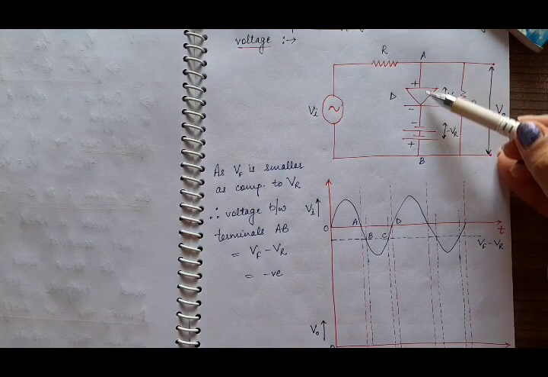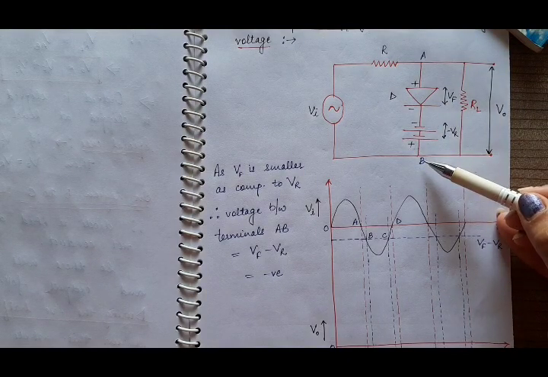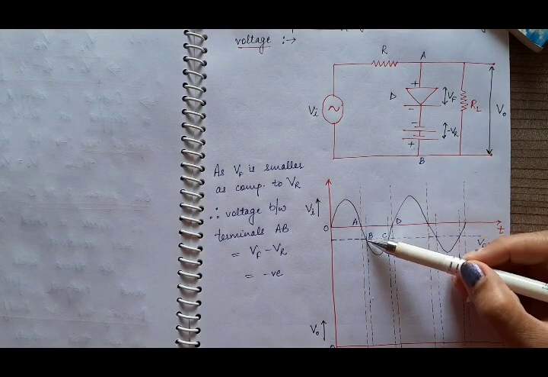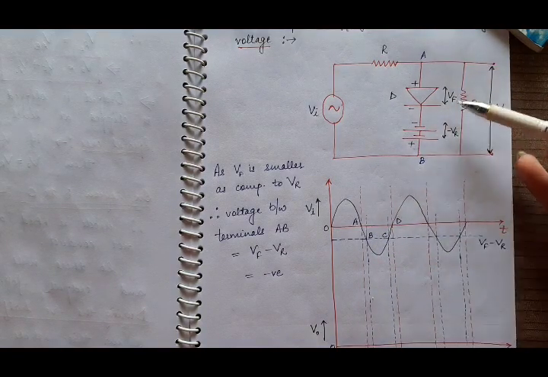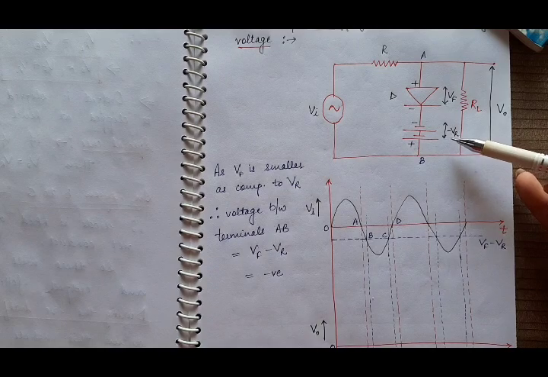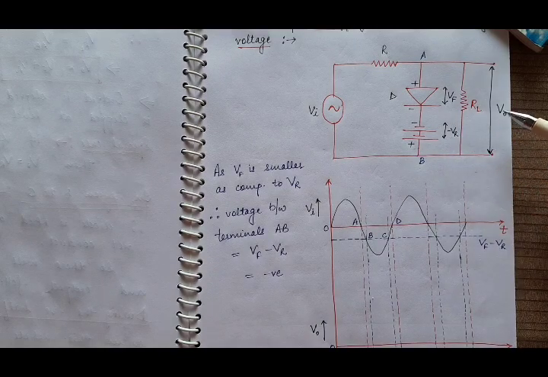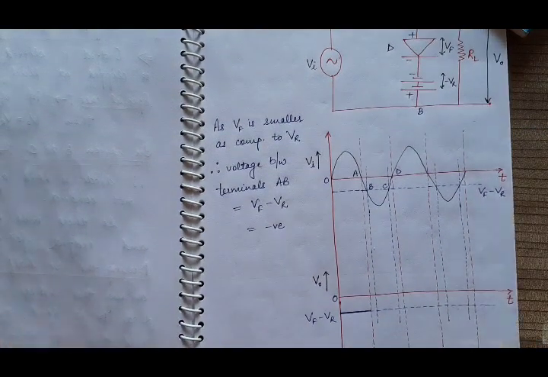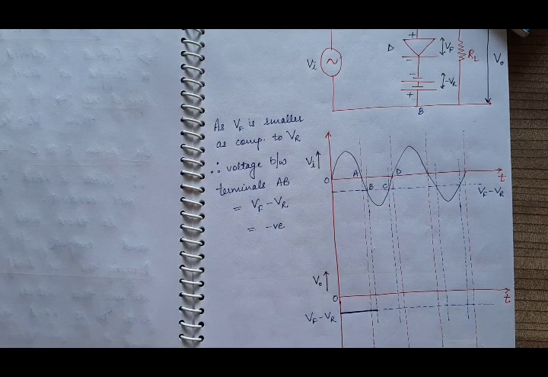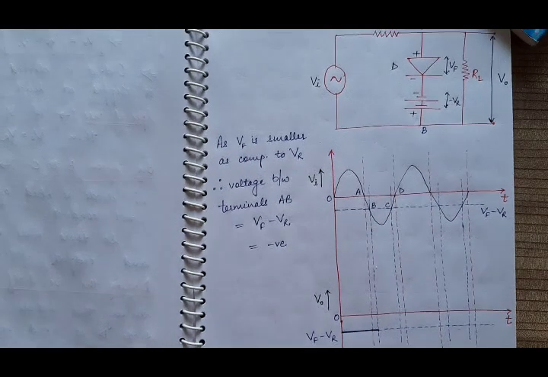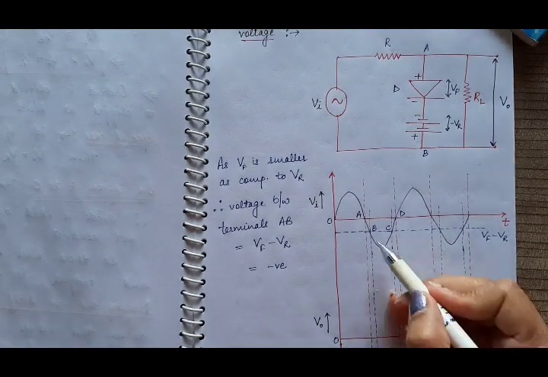So current will flow through this terminal AB, and during region AB the voltage across this terminal will remain Vf minus Vr, that is constant. So in region AB, the output will also remain constant at Vf minus Vr, which means there will be clipping in region AB.